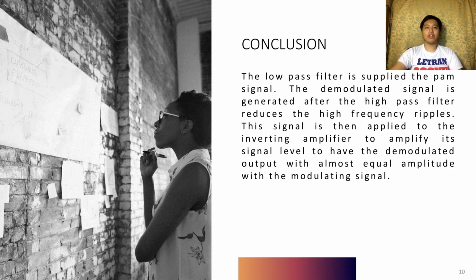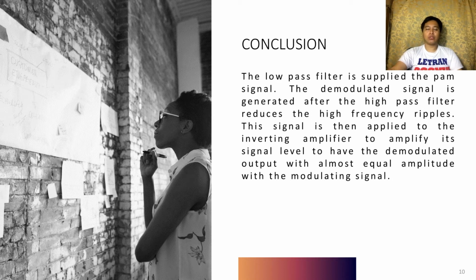The low pass filter is supplied the PAM signal. The demodulated signal is generated after the low pass filter reduces the high frequency ripples. This signal is then applied to the inverting amplifier to amplify its signal level to have a demodulated output with almost equal amplitude with the modulating signal.